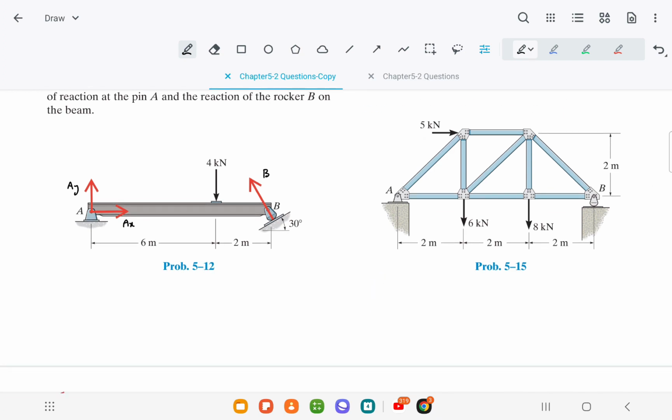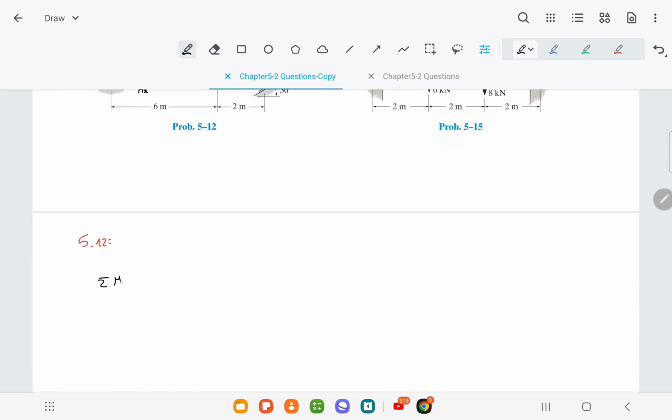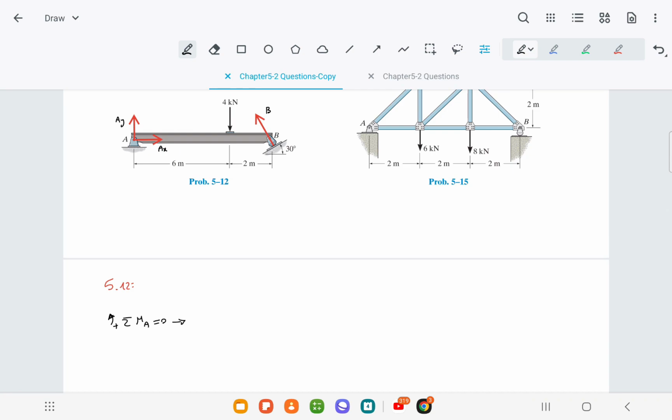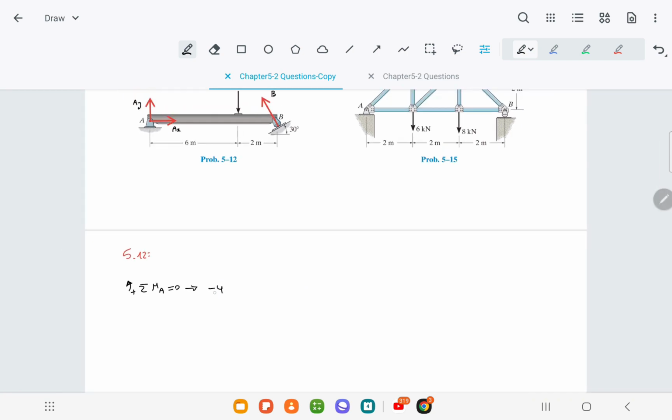Writing the moment equation around pin A, assuming the counterclockwise direction is positive. Force 4 creates a clockwise moment about A, so it's negative, minus 4 times the distance 6.